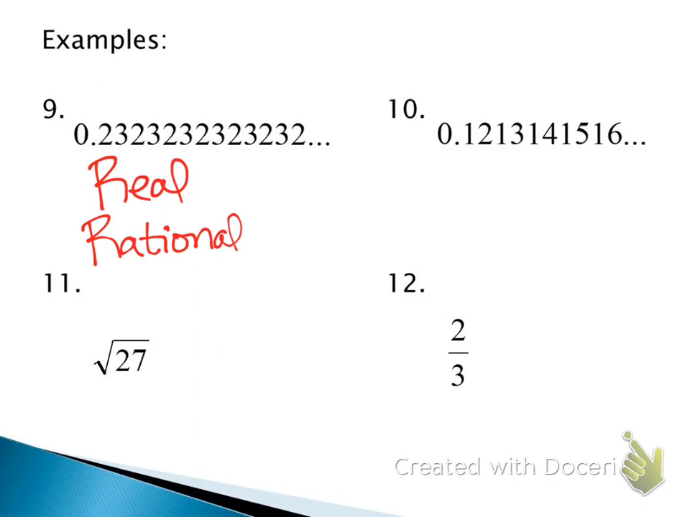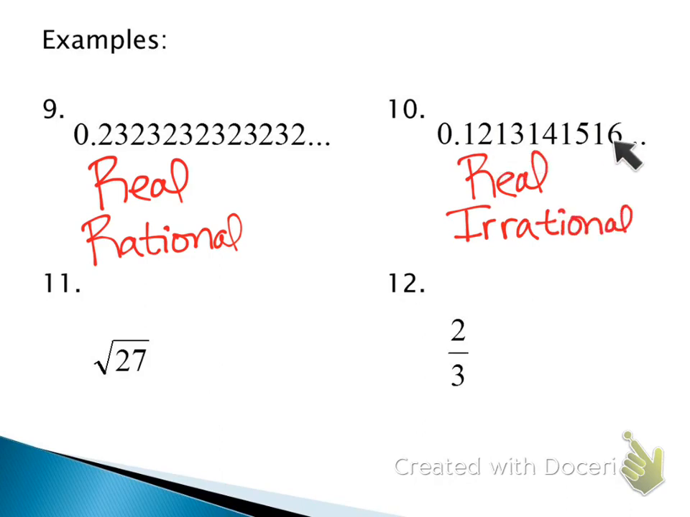Okay, number 10. Carl, what's the most broad set? Real. Jeriel, is it rational or irrational? Irrational. How'd you decide that? Because the numbers are not repeating in a good pattern. Very good. It does not end, and none of these numbers are repeating in a good pattern. There is a pattern, but we don't really know what comes next.